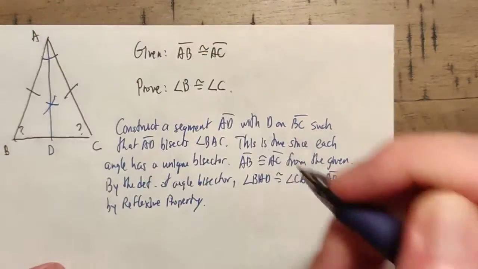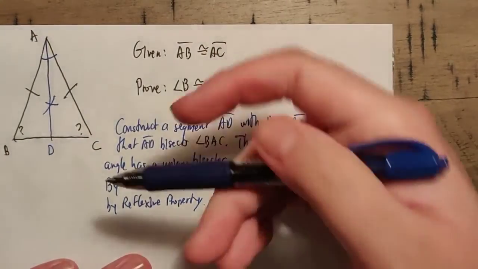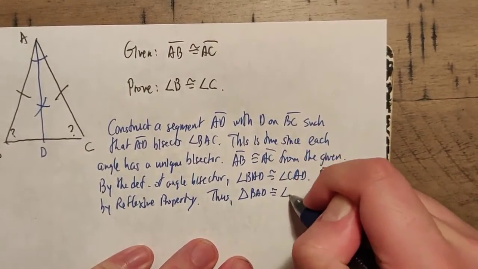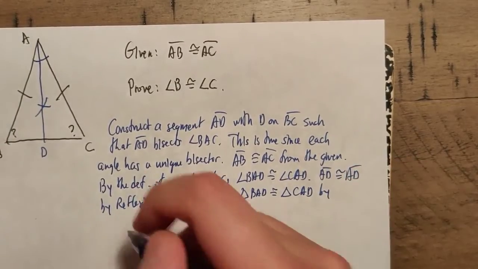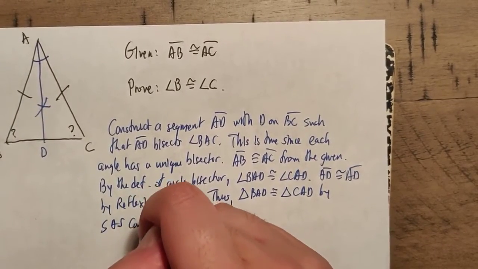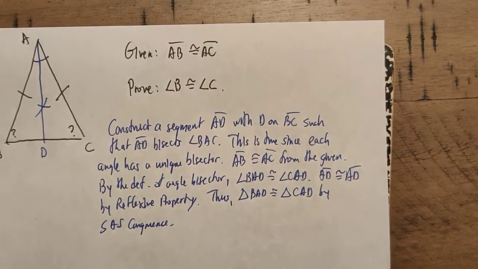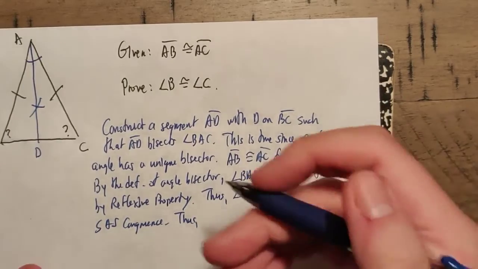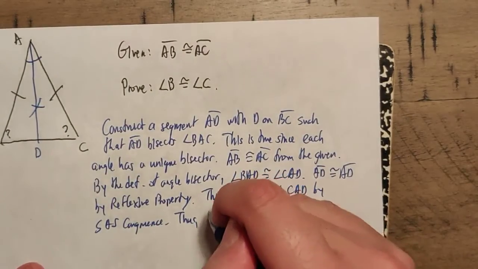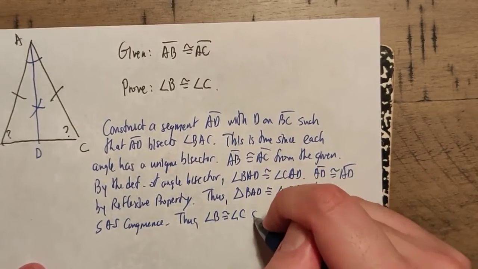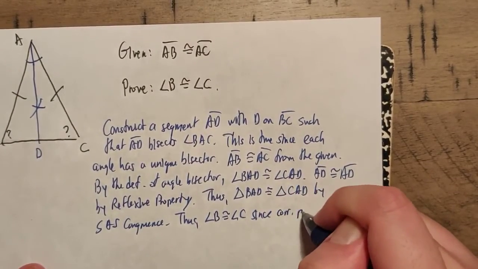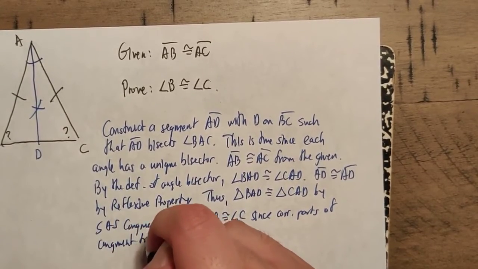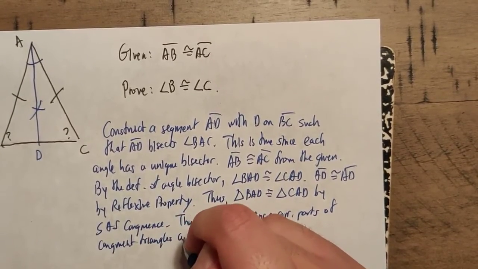Okay, so we have that. Thus, it looks like we've got side angle side here. We can put this together. Thus, triangle BAD is congruent to triangle CAD by side angle side. That's something we've established as true. Thus, now we know B and C are corresponding parts, so we can finish it off. We can say angle B is congruent to angle C since corresponding parts of congruent triangles are congruent.